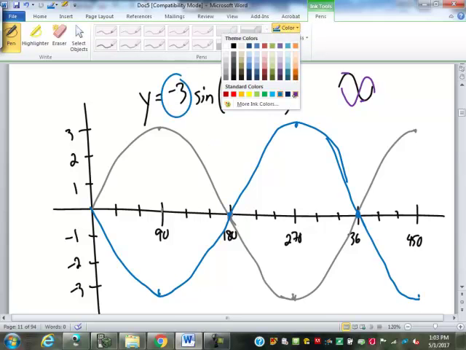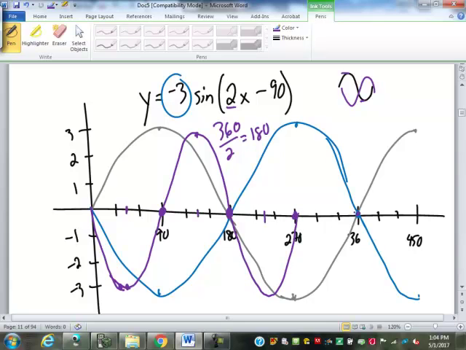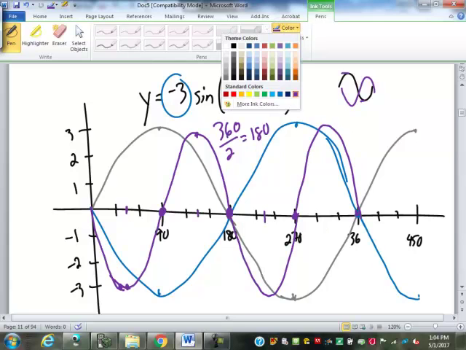Now what's the 2 tell me? So 360 divided by 2, the whole cycle gets completed in 180 degrees. So instead of here, it's going to be here. So I'm going to shorten this up. So there and there. Oops, like that. So there's 2 cycles in 360 degrees instead of just 1.